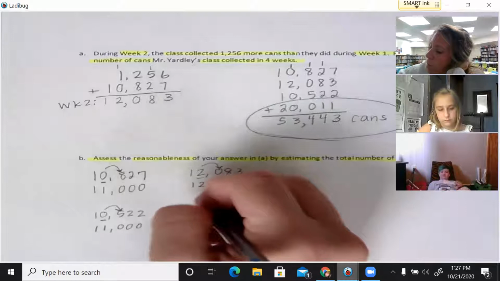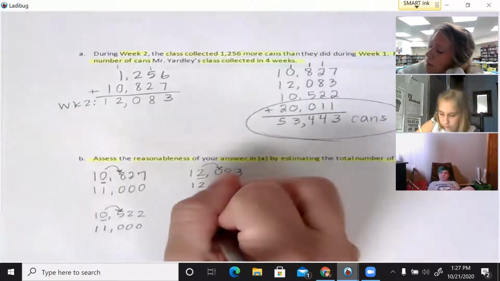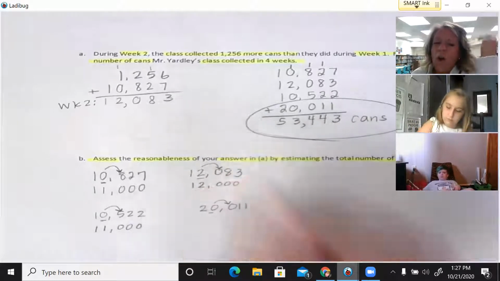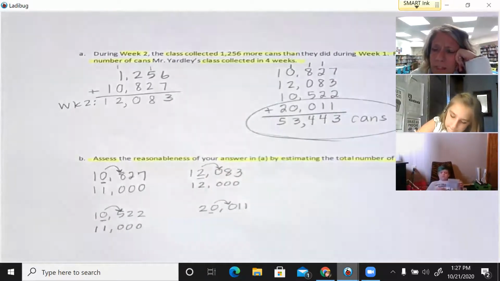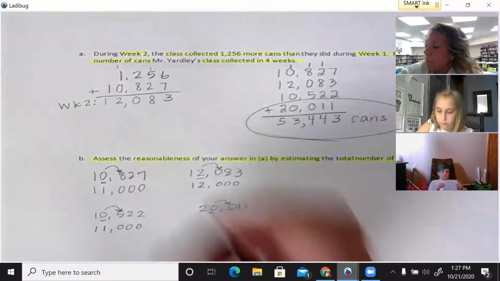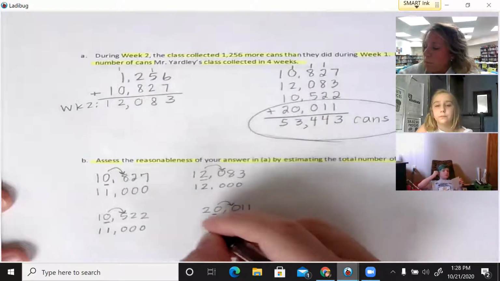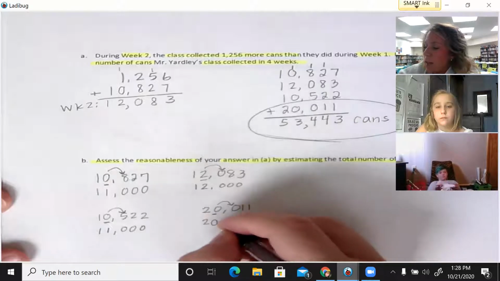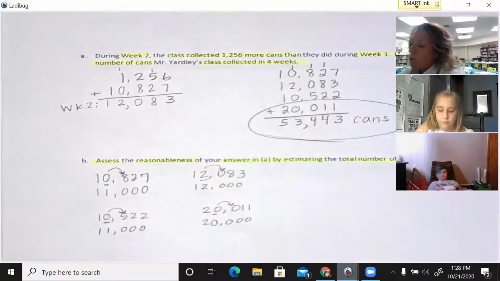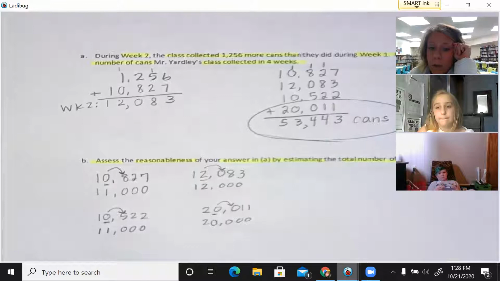And then finally, week 4, 20,011. Find my thousands place. Look next door. You know, we kept it all consistent. We rounded to the thousands for every week. The 0 tells me to give it a rest. So this 0 is resting. Anything out in front stays the same. And the rest turn to zeros. So now that we've estimated each week, what should we do to figure out our total?